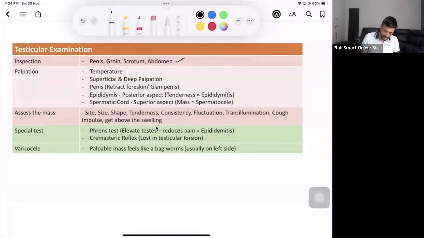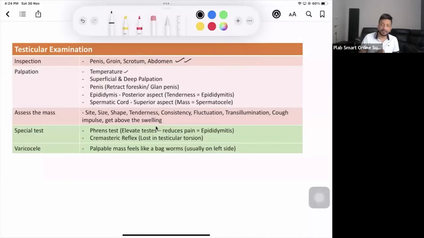So inspection, you have to comment on a lot of things. First of all, like in the breast examination, we can comment both the breasts are symmetrical, nipples at the same level, but you cannot comment the same thing here because the testicles are not at the same level. But you can comment on a lot of other things: if there is any redness, any swelling, any scar mark of any surgery, or any ulceration, any discharge from the penis, and normal scrotal rugosities. All those things you can comment.